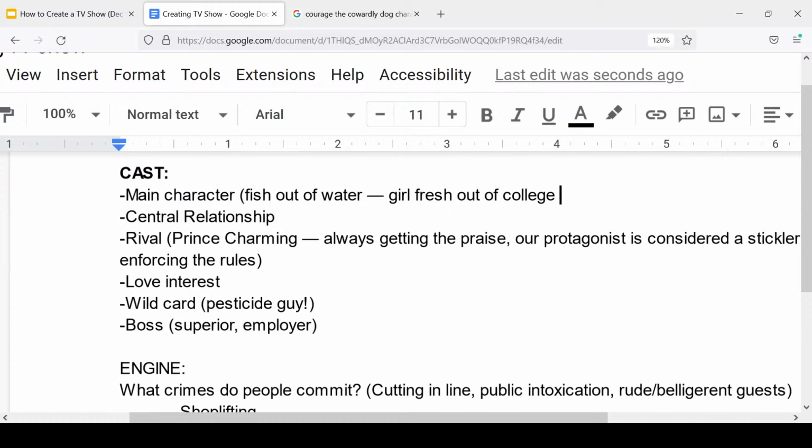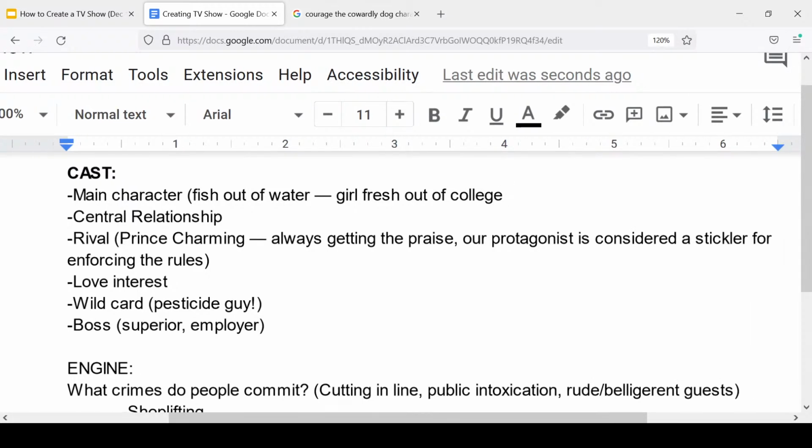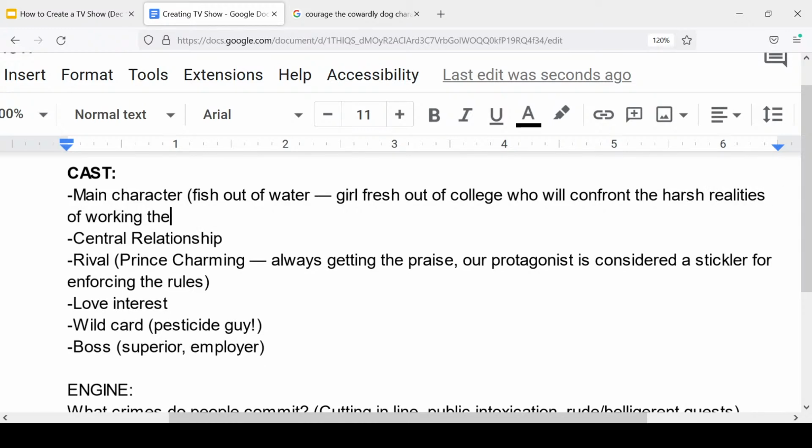And you're right, this will make a good main character, because then she's going to be forced to clash with the depressing reality of working at a place like this. I had a friend who did this. She was a cast member assistant or whatever they're called, and was obsessed with Disney in college, and then moved there and didn't have the best time. So Fish Out of Water, who will confront, let's just say, the harsh realities of working there. This isn't a thriller, we don't have to say the dark realities.